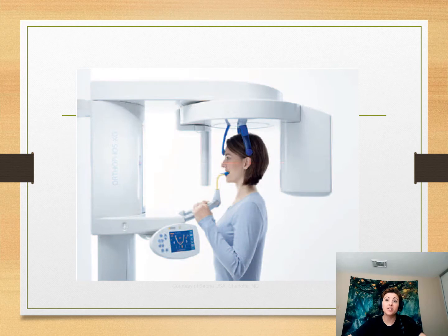All right, so here's that picture I was talking about, that figure 22-8. You can see she is biting on the bite block. She doesn't have a chin rest in this one. That's okay. That's totally normal. Also, she has her hands up and she's holding on to those rests. We do this for patients because some of our patients are a little bit bigger, a little bit fuller.